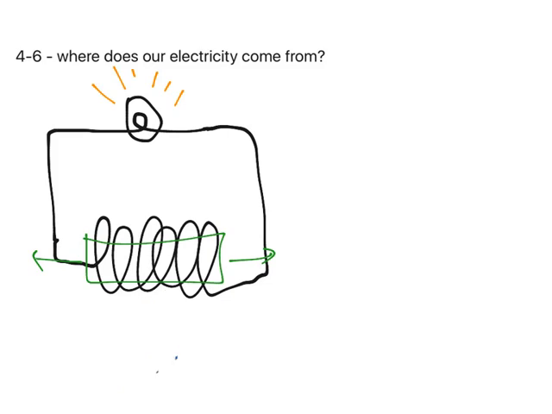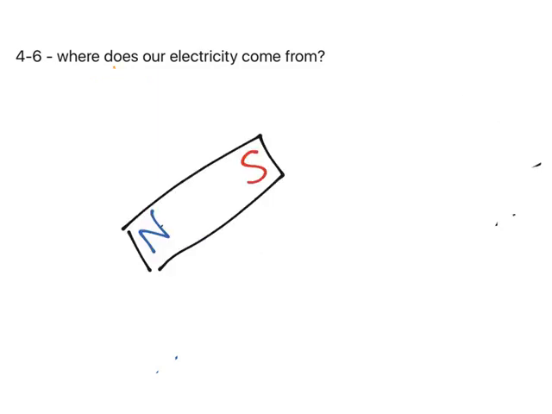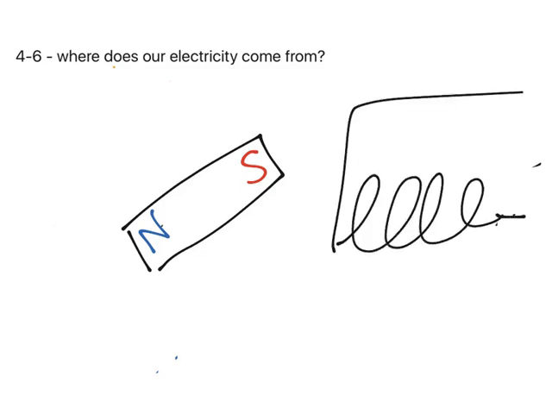So again, the big idea is moving magnets generates electricity. So the question then is, how can we use this effect? Again, it's called electromagnetic induction. How can we use electromagnetic induction to generate electricity in real life? Well, here's a magnet. If we can move it, we can generate electricity here to some other circuit. The question is, how do we move that magnet?